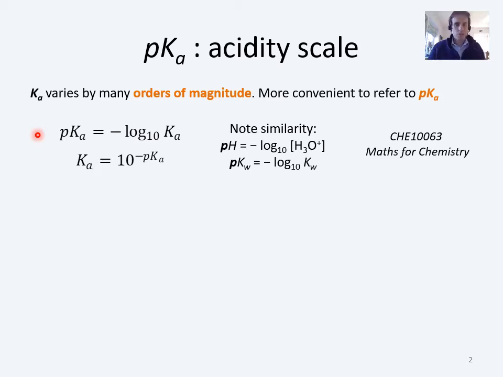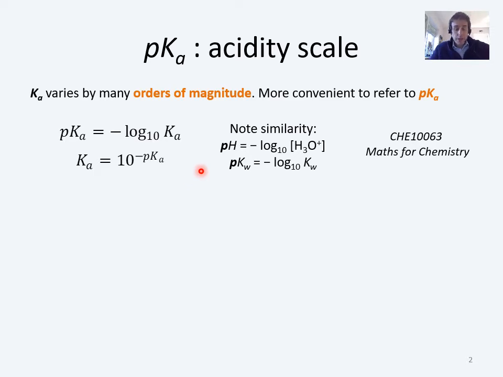But simply put, if we say pKa is equal to minus log to the base 10 of Ka, then that also means that Ka is found when you raise 10 to the power of minus pKa. So for example, if you had a pKa of 1, then your Ka would be equal to 10 to the minus 1, which is 0.1. Which is actually a relatively big number.